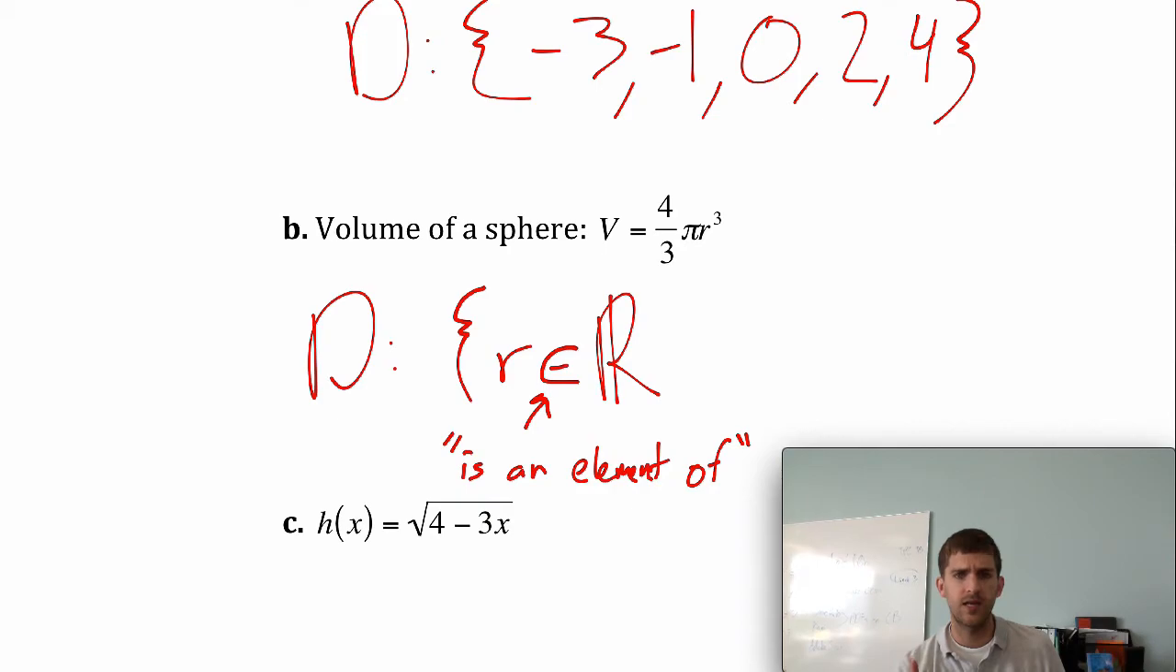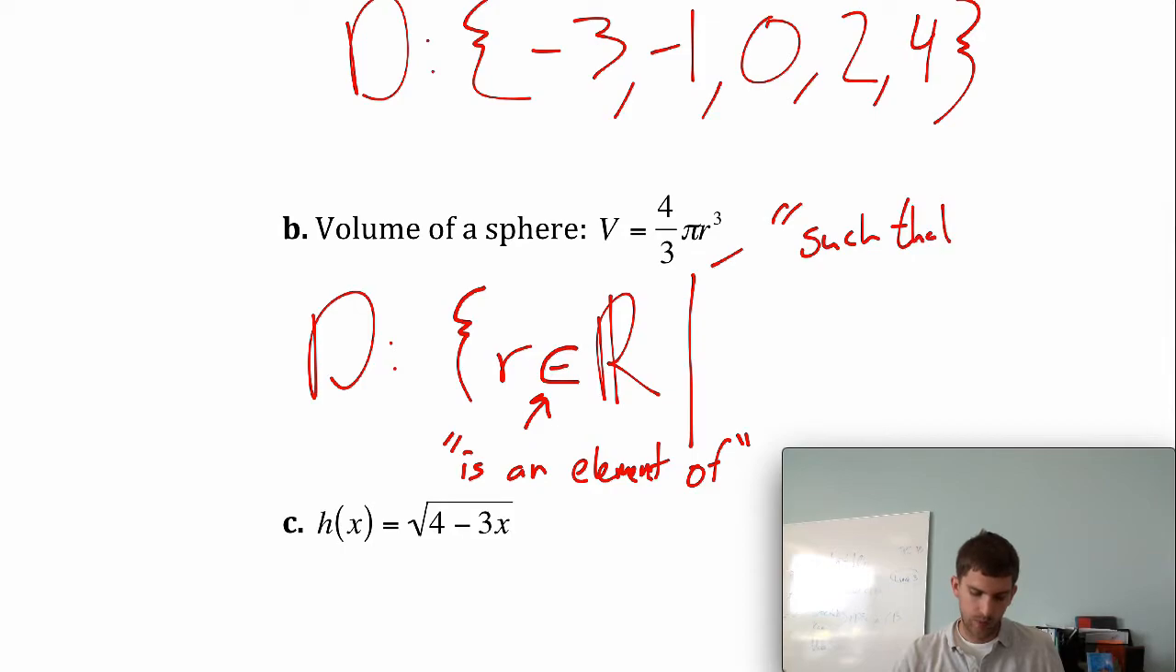But is there anything that it can't be? So it's any real number, but can I plug in like -2 feet? Can I have a radius of -2 feet? That doesn't make sense. So what we're going to do is draw this bar to divide this part in half. Sometimes you'll hear this read as such that. And the rest of this is going to be kind of a clarifying. It's like, okay, this is true as long as this other part is also true.